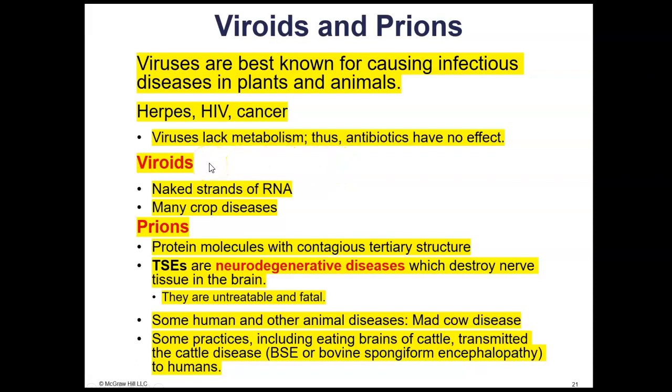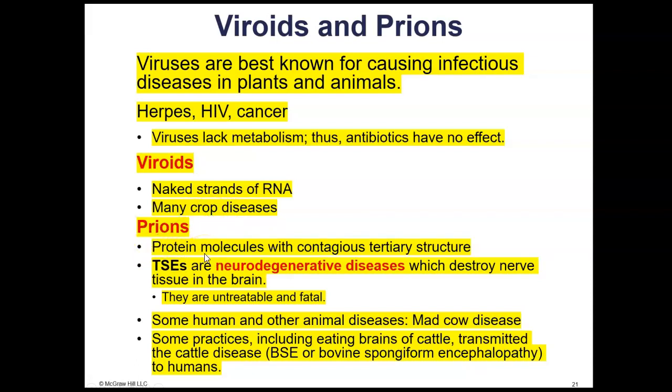Now, viruses are best known for causing infectious diseases in plants and animals. Herpes, HIV, even some cancer is caused by viruses. And antibiotics have no effect on viruses because antibiotics are used for bacteria. There also are disease-causing agents called viroids and prions. Viroids are naked strands of RNA. They don't have a protein capsid. It's just RNA. And they can cause diseases in many plants, particularly crops.